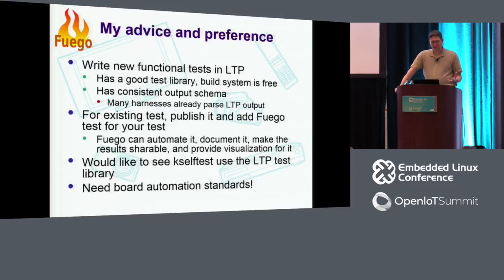If you have an existing test, please publish it. Put it out on GitHub somewhere, and then add a Fuego wrapper for that test, and then anybody who runs Fuego can run it. Fuego can handle some of the dirty work for you. We can automate it, we can document it, we can make the results shareable, provide visualization for it. Personally, I'd love to see kselftest develop a little bit more, and I'd love to see them actually adopt the LTP test library so there's not a schism in the ecosystem.